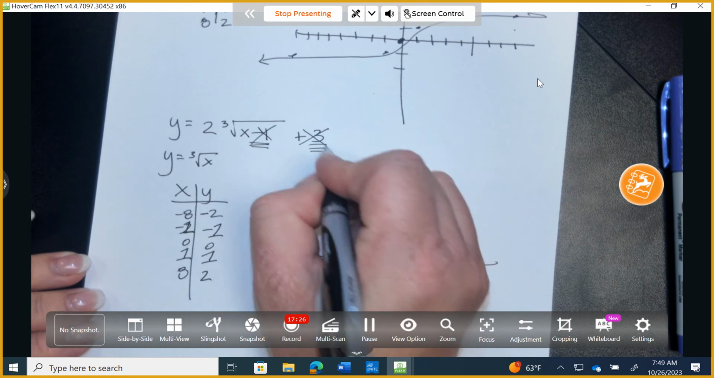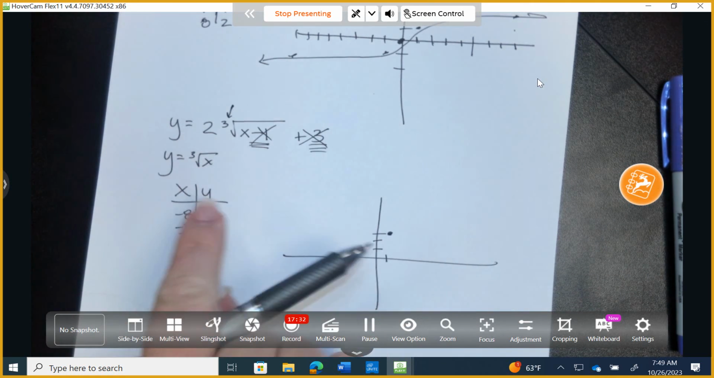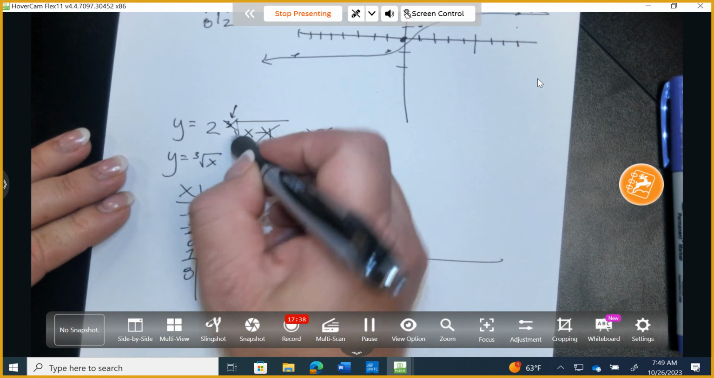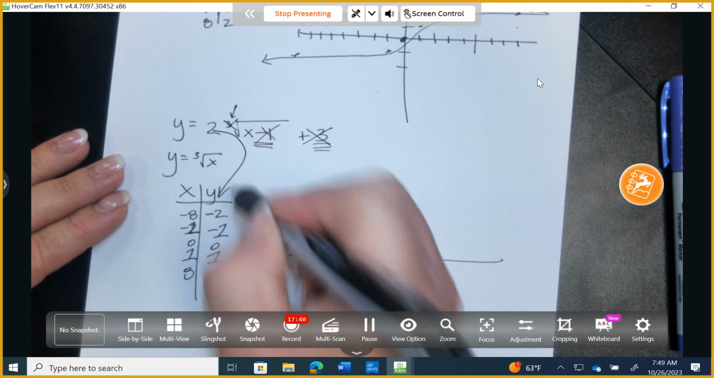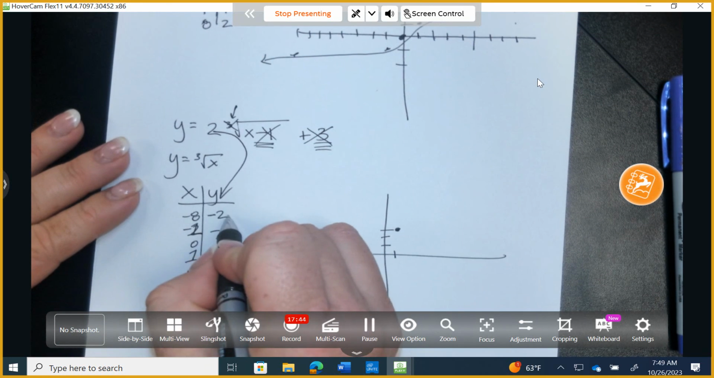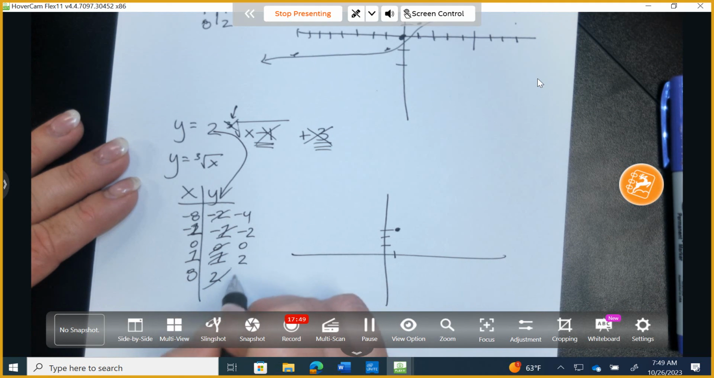And then I suggest, as we learn, this crosses off so there's less confusion. This already provided for me what points I'm going to use. So if you want to cross it off, go for it. The number out front that's stuck in front gets multiplied by the y's. Why? Because we're stretching this by a factor of 2. That leaves me with -4, -2, 0, 2, and 4.